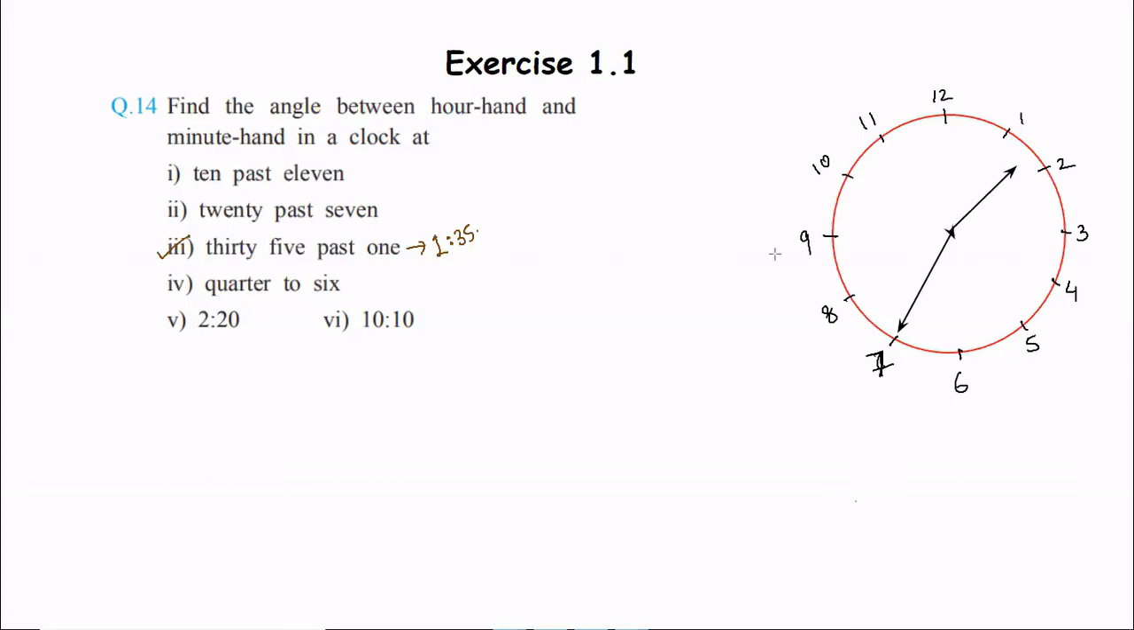Again, using the concept of consecutive divisions, between 2 and 7, how many consecutive divisions are there? We have 30 degrees over here, 30 over here, 30 over here, again 30, and one more 30. So we have 150 degrees in total. Now we are calculating the difference over here.